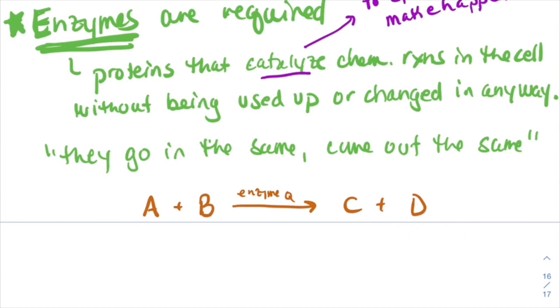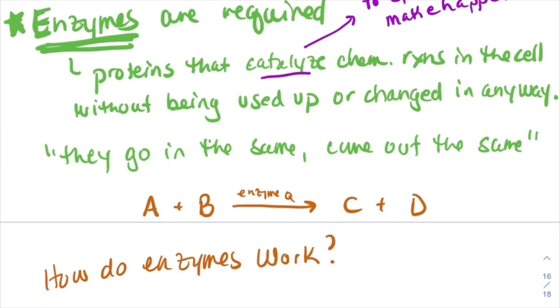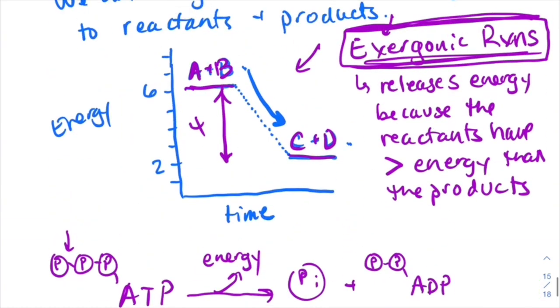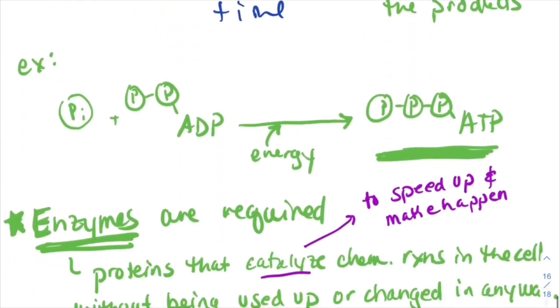Okay, so enzymes are proteins that catalyze chemical reactions in the cell without being used up or changed in any way. We got to talk about how they do that. So how do enzymes work? To talk about that, I want to go back to one of these little energy graphs here, like this. Or let's just draw a new one.